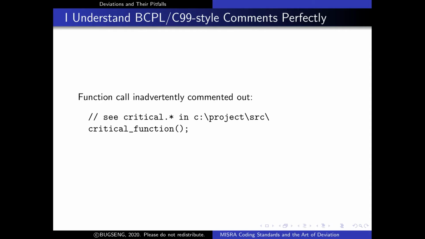Here is an example. We have a // comment, which is terminated by a backslash. The idea of whoever wrote the comment was to express the fact that SRC is a directory. However, the backslash occurs at the end of the line, so this is actually line splicing. So the critical function code becomes part of the comment. It will not even be seen by later stages in the compilation process, and so the critical function will not be called, which may be critical.